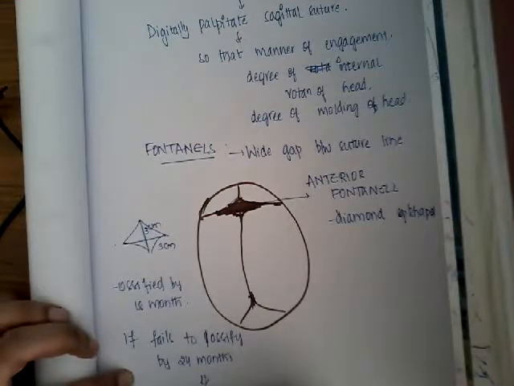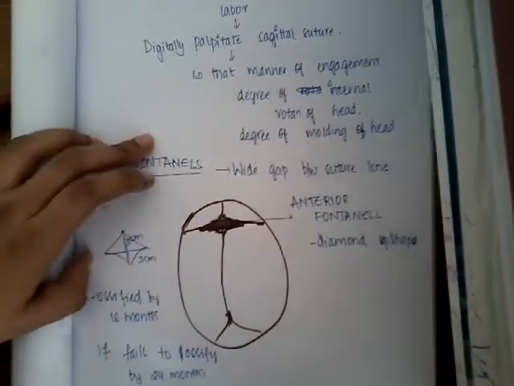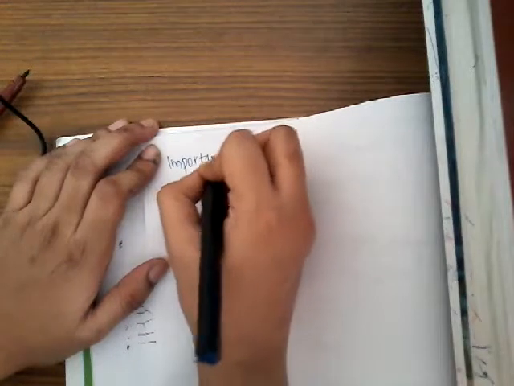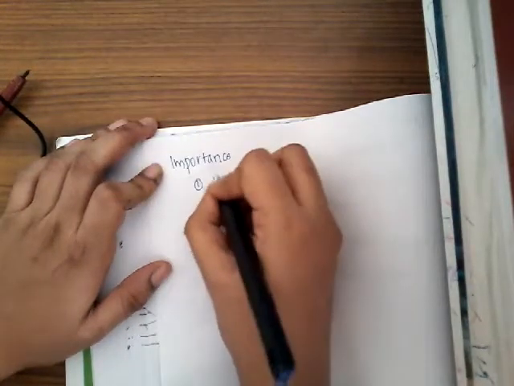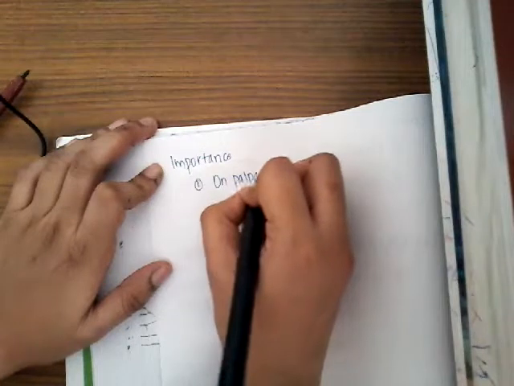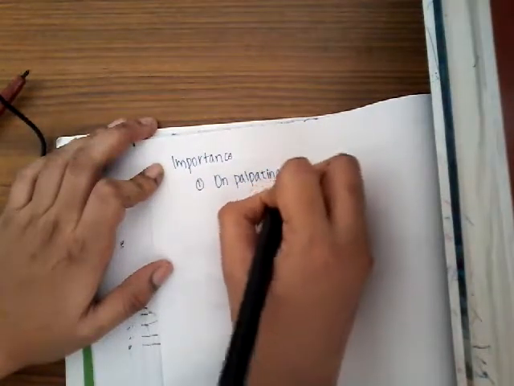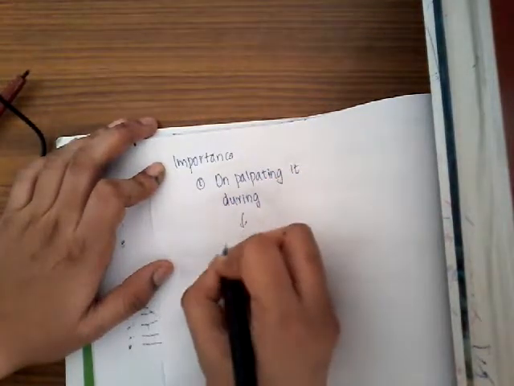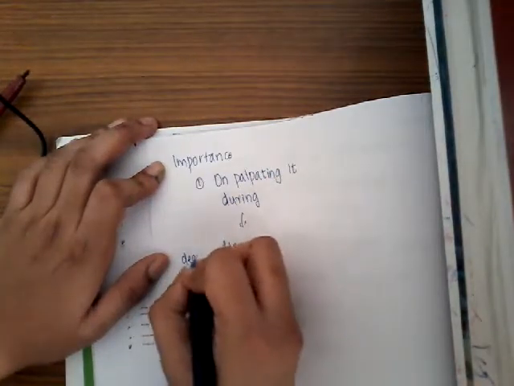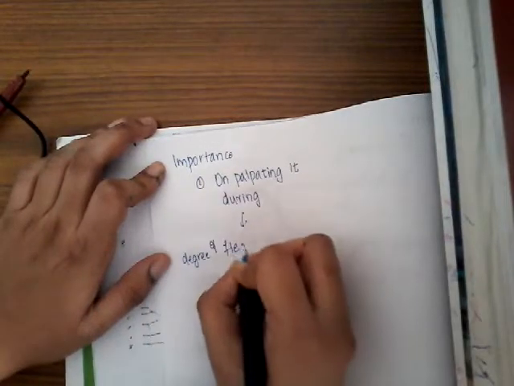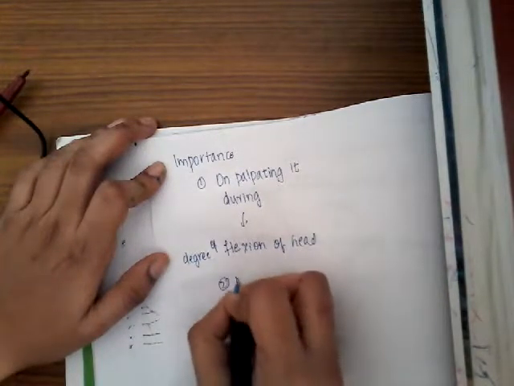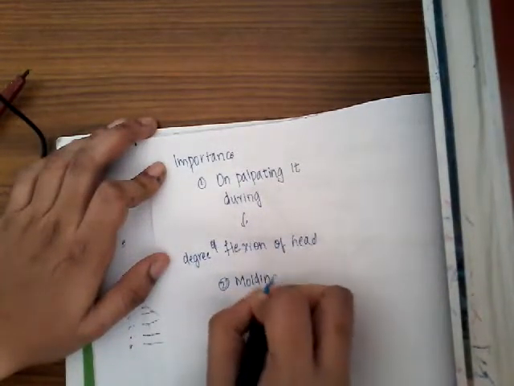Okay. Now let us learn the importance of this anterior fontanelle. What is the importance? First, on palpating the anterior fontanelle during internal examination, we can find the flexion of the head. The degree of flexion of the head can be found out. And secondly, it will help in molding of the head.